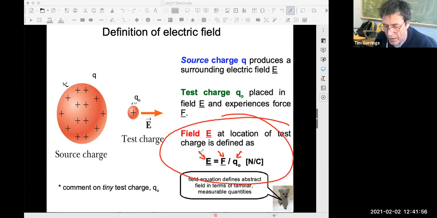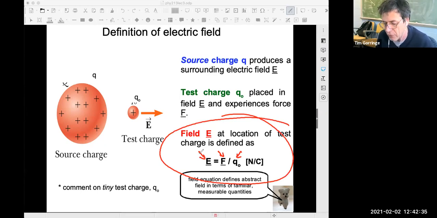We could walk around in the neighborhood of the source charge and measure the force on the test charge. And knowing the charge of the test charge, we could map out, we could explore the electrical field. The equation here is what we call the field equation for the electrical field. It's really the equation that defines this abstract quantity, the electrical field, in terms of quantities that we're more familiar with, in terms of things that are more measurable.